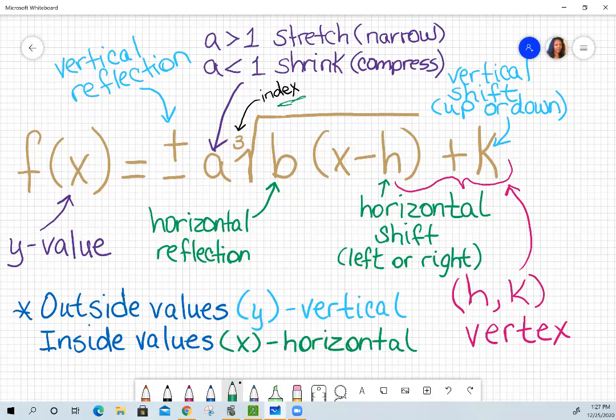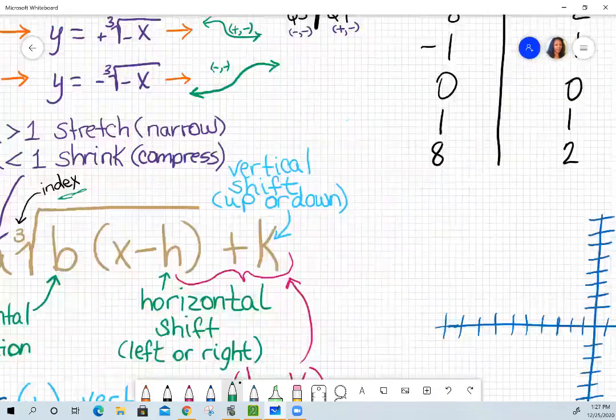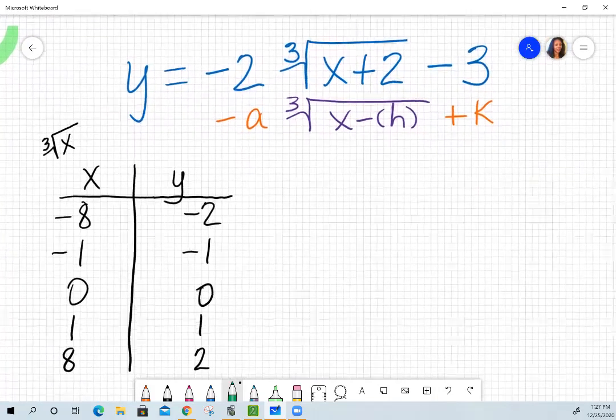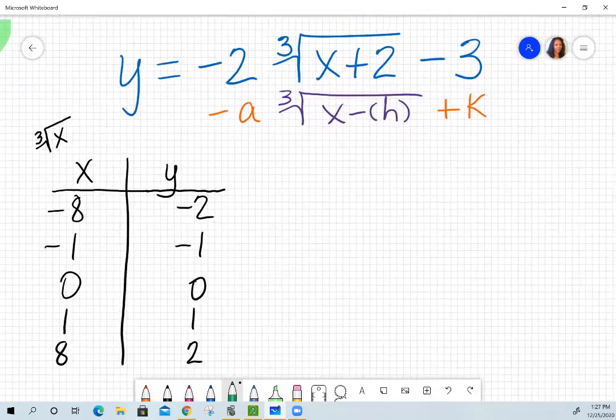Okay. And then h and k will still be your vertex. H, you change the sign. K, you keep it. Let's go over what it's going to look like if I have an actual cube root function. So in this case, y equals -2 cube root of x plus 2 minus 3. All right, so I went ahead and labeled the a, the h, and the k for you. And I notice also that it is going to reflect because it has a negative sign in front of my a.